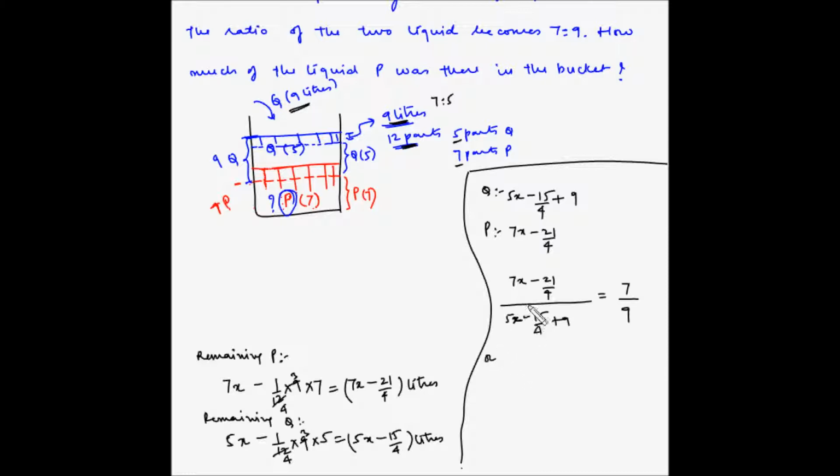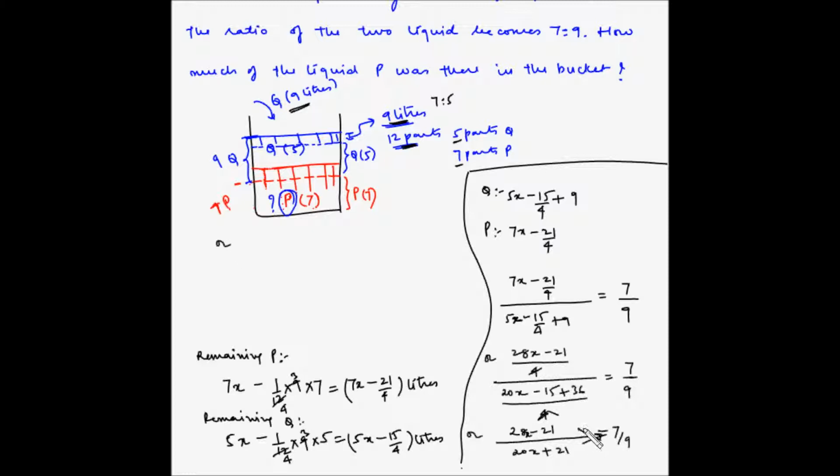So let's continue here. 7 4s are 28, x minus 21 divided by 4, whole divided by 5 4s are 20, x minus 15 plus 9 4s are 36 divided by 4, and this is equal to 7/9. So we can cancel these denominators. 28x minus 21 divided by 20x minus, so 36 minus 15 is 21, so this will become plus 21, is equal to 7 by 9.